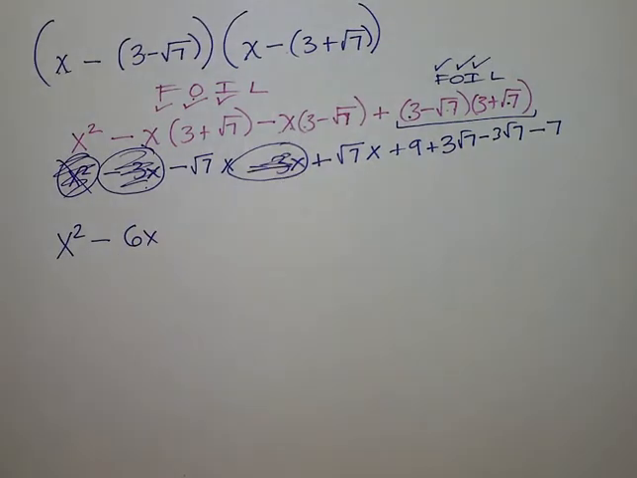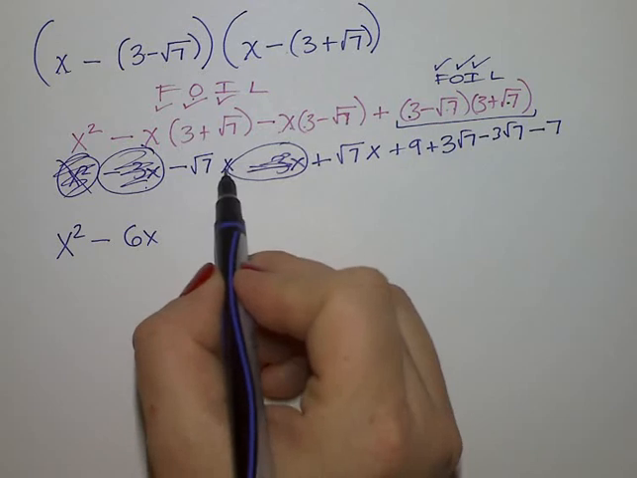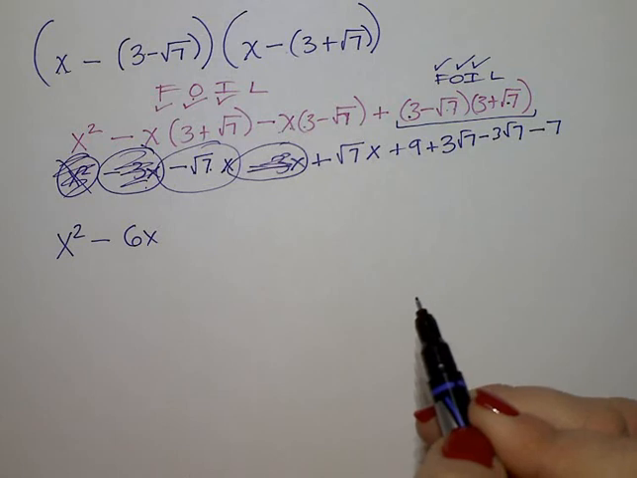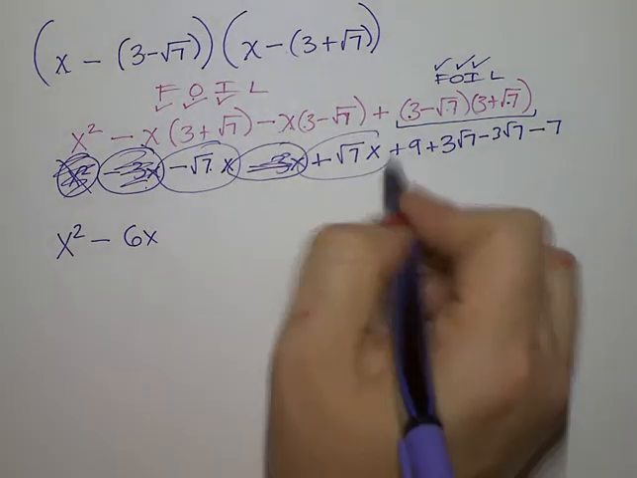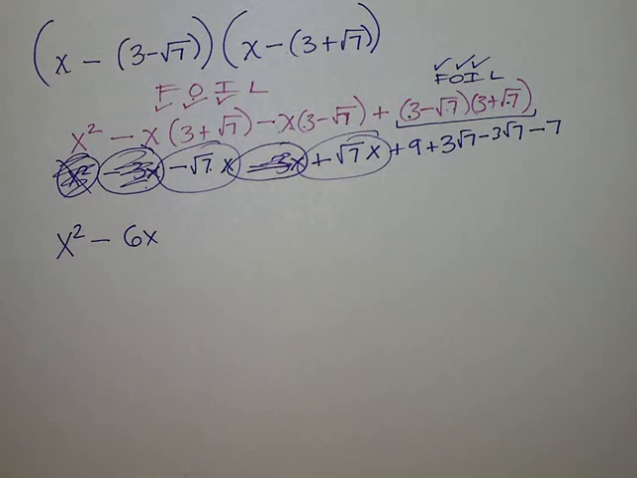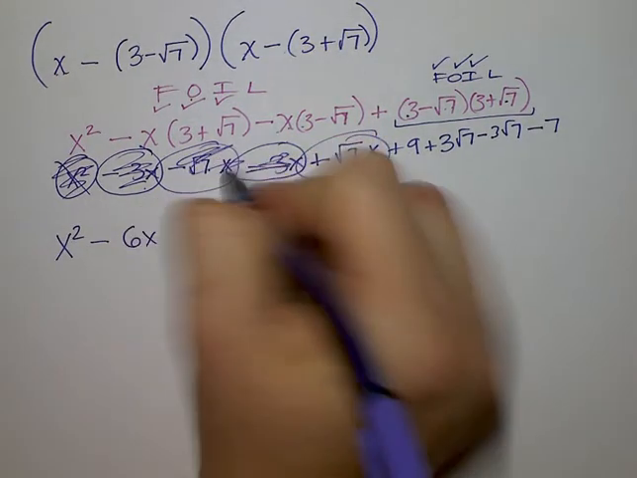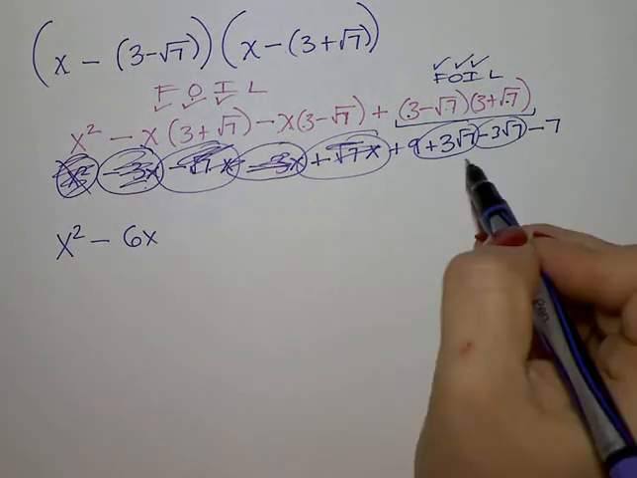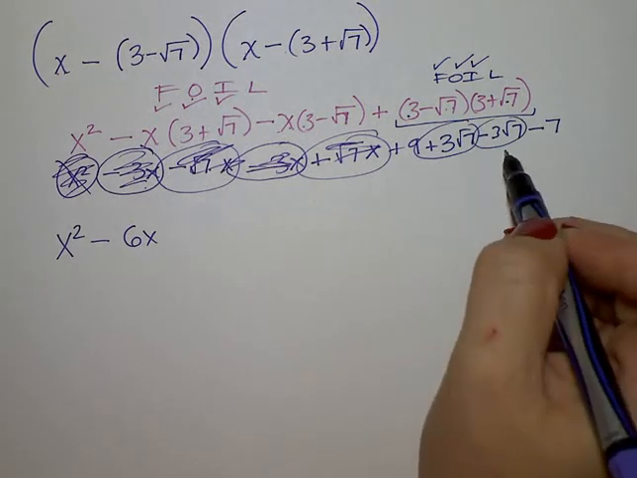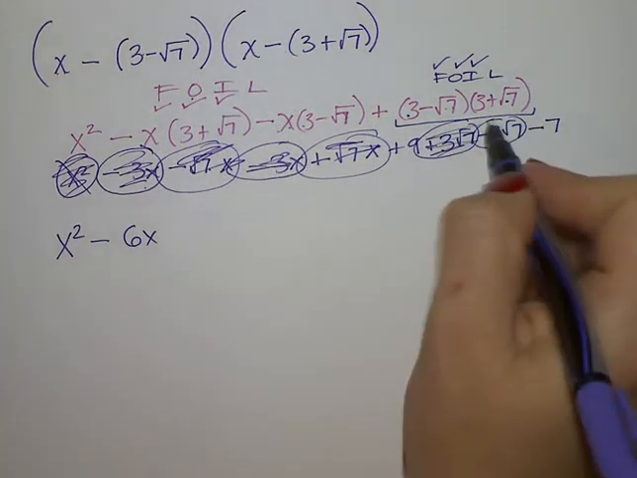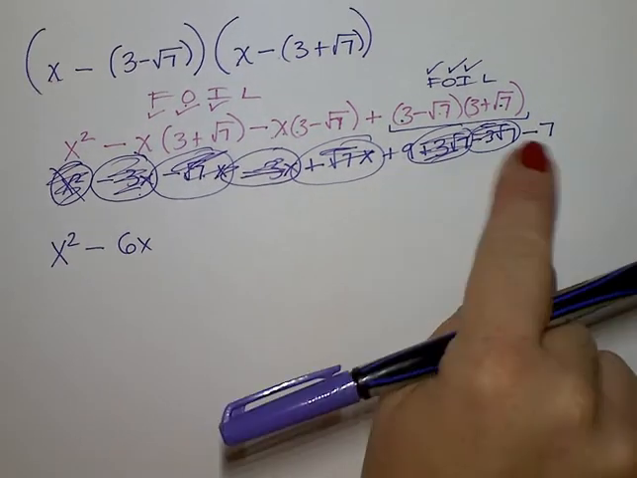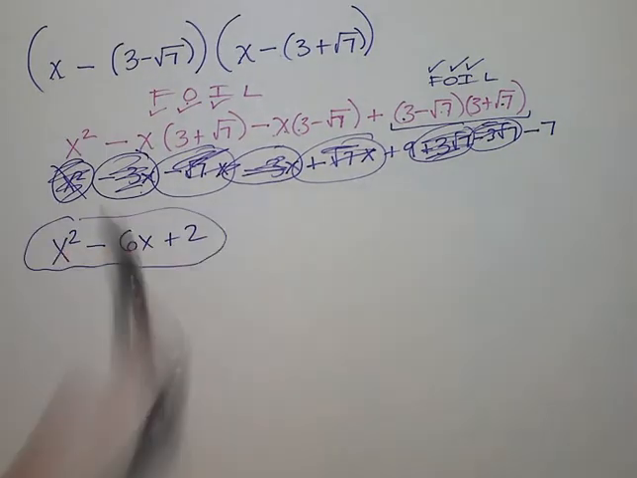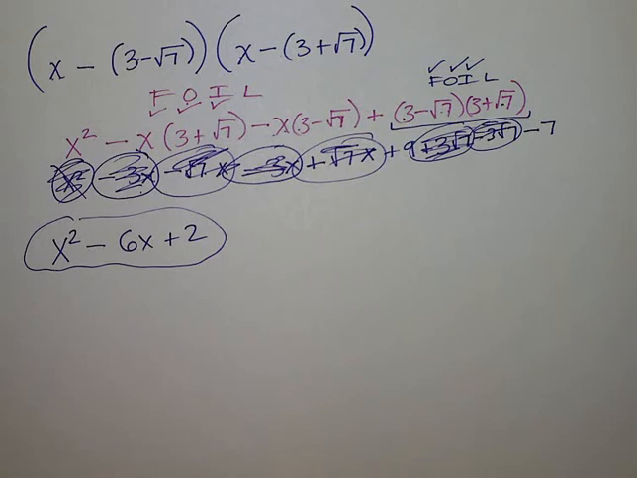Now I'm looking for terms that would have an x with the square root of 7. So here's a negative radical 7x, and here's a positive radical 7x. What happens to those two terms? They cancel out. By the way, do you see how these two are going to cancel out as well? Do you see the positive 3 square root of 7 and the negative 3 square root of 7? They cancel out, they're opposite. And then I have 9 subtract 7 is positive 2. Okay, please write the next one down.